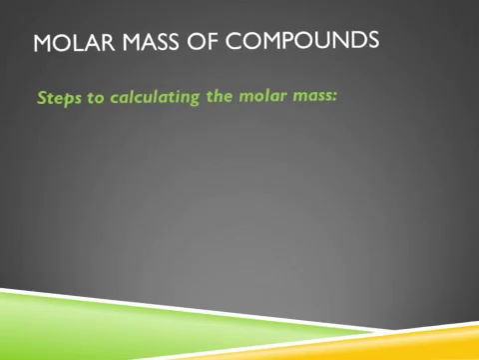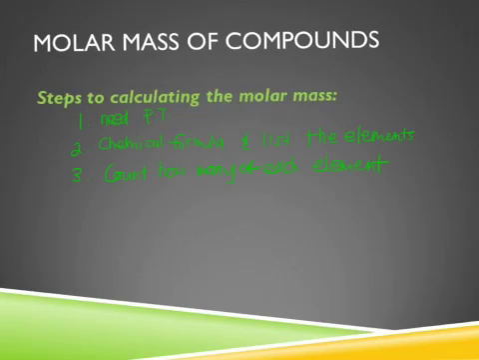In order to calculate molar mass for compounds, you need to have a periodic table. The second step is you need to know the chemical formula and list the elements in the formula. The next one you would do is count how many of each element is in the chemical formula. And this is where subscripts come into play.